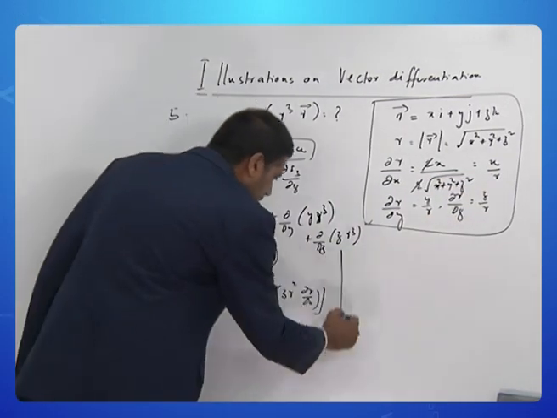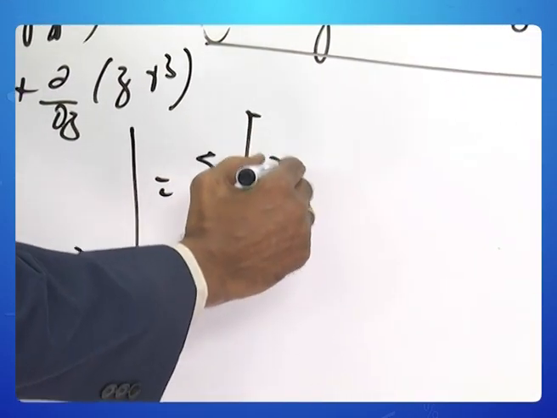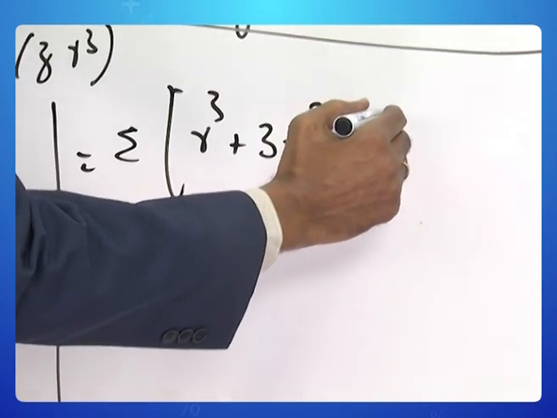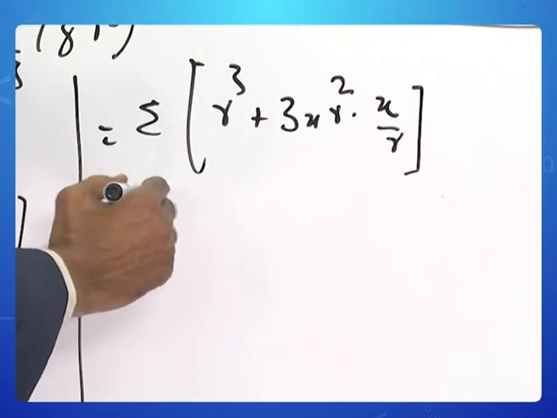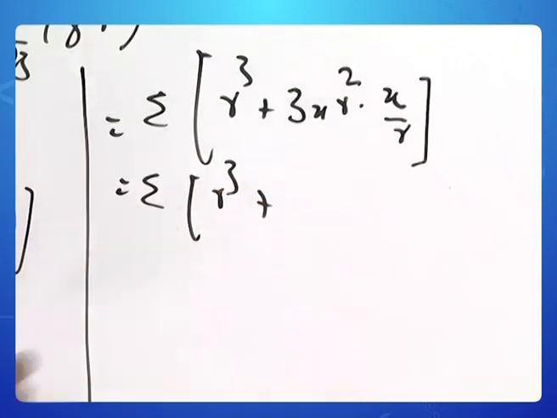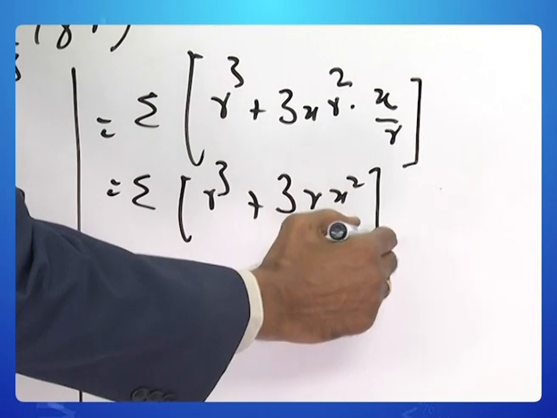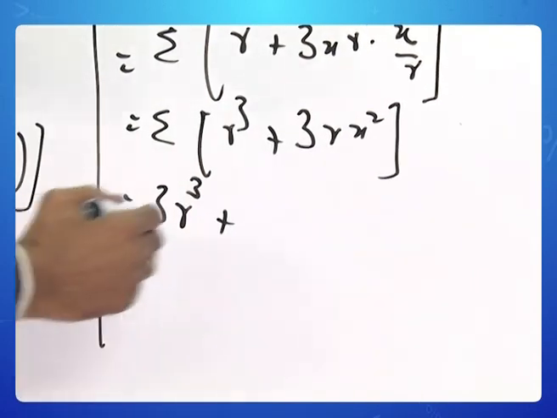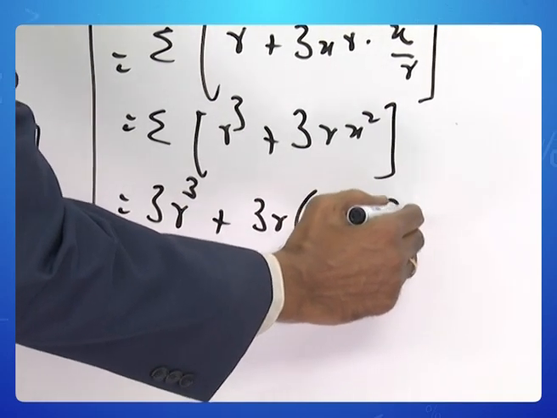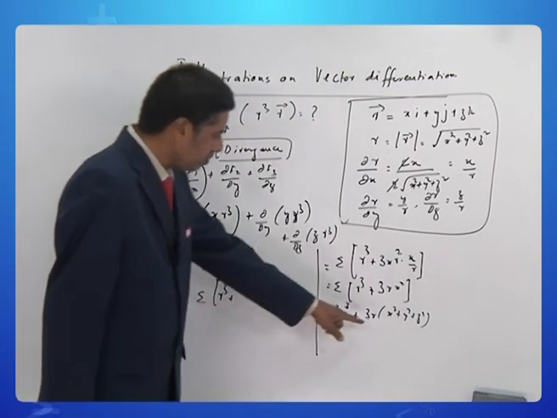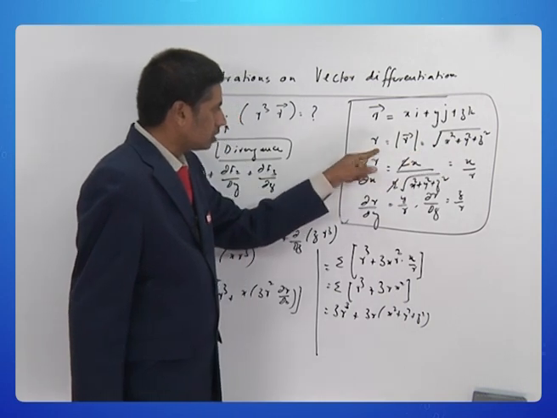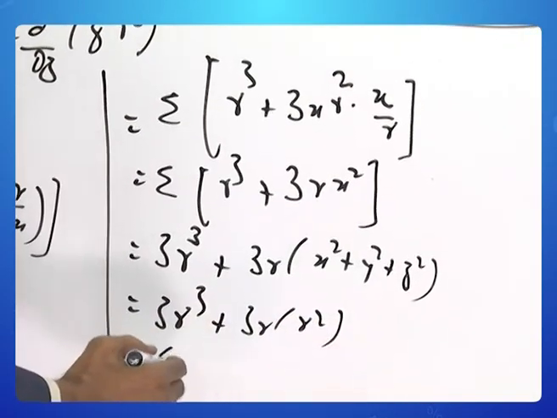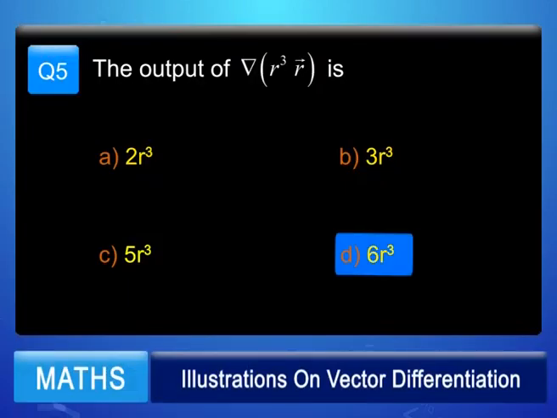So therefore, this becomes summation r cube plus 3x r square into x by r. So this is reduced to summation r cube plus 3r x squared. So if you expand the summation, you will get 3r cube plus 3r into x squared plus y squared plus z squared. But observe, x squared plus y squared plus z squared under root is equal to r. Therefore, the square of that will be equal to r squared. So 3r cube plus 3r into r squared makes it 6r cube. And the correct option for this problem is D.